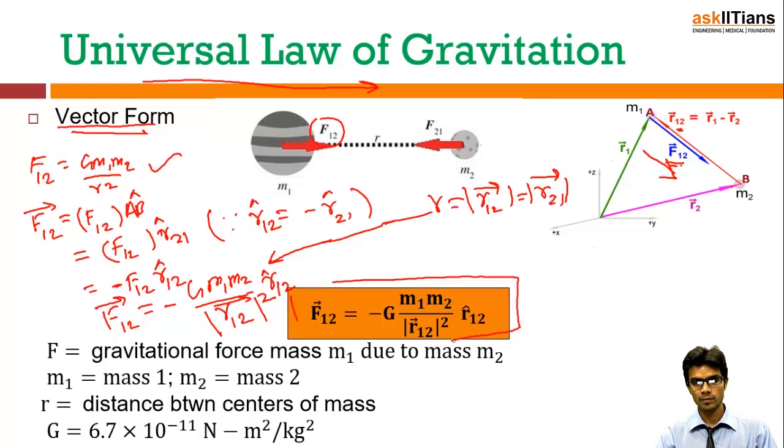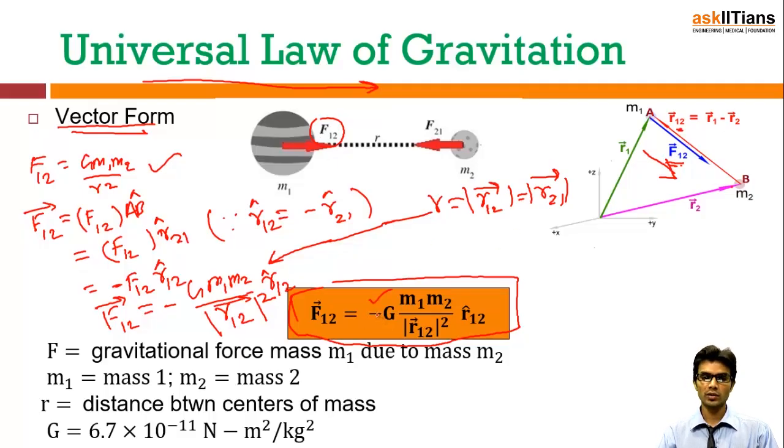So keep in mind, force F12 is equal to minus G M1 M2 by R12 square into the unit vector. We have to just multiply. This is the value of the magnitude of the force, and this is the direction. Here the negative sign comes due to opposite direction, since the force F12 and the displacement R12 are in opposite directions. So due to this, the minus comes.